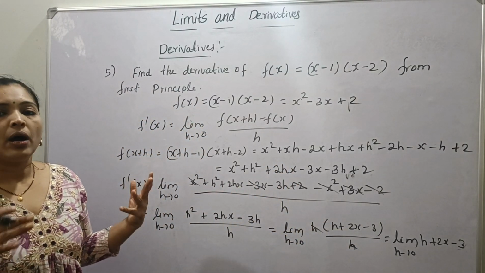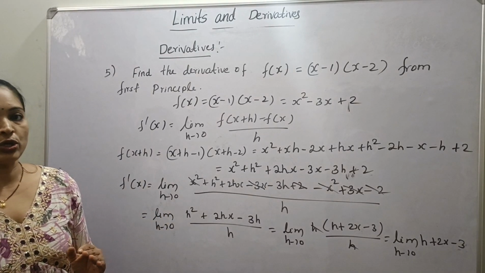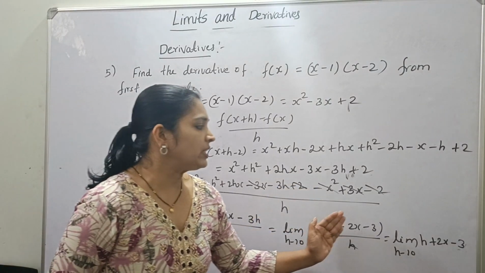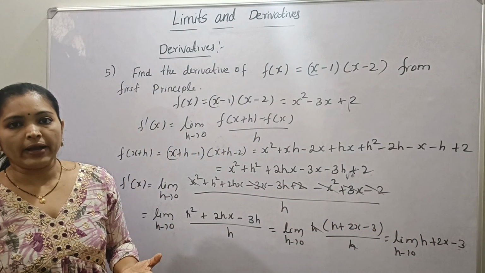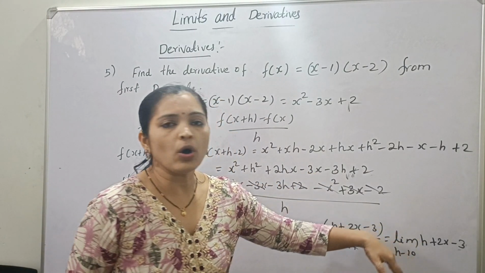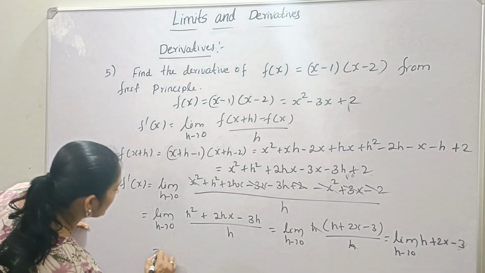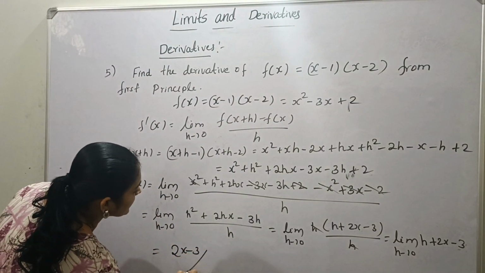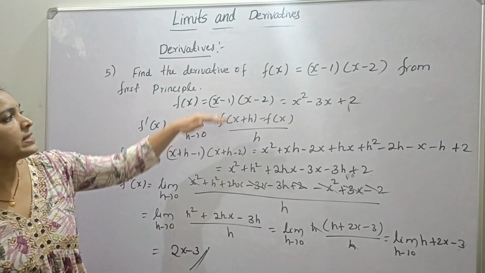Why? Because put h is equal to 0 by direct substitution method. Put h is equal to 0, you will get 0. So after that, limit h tends to 0 2x. See, that is 2x itself, no h terms, so 2x itself, and limit h tends to 0 minus 3, that is minus 3 itself. So the answer will be 2x minus 3. So 2x minus 3 is the derivative of this function.